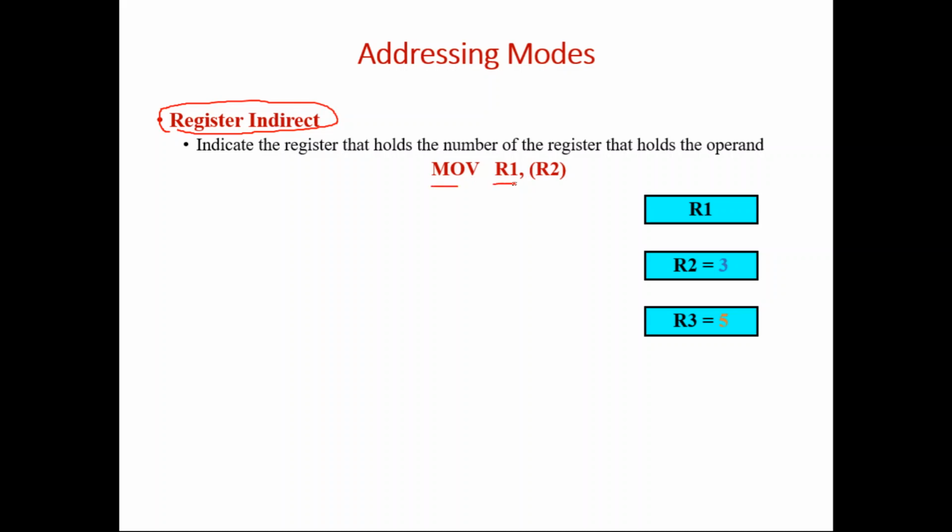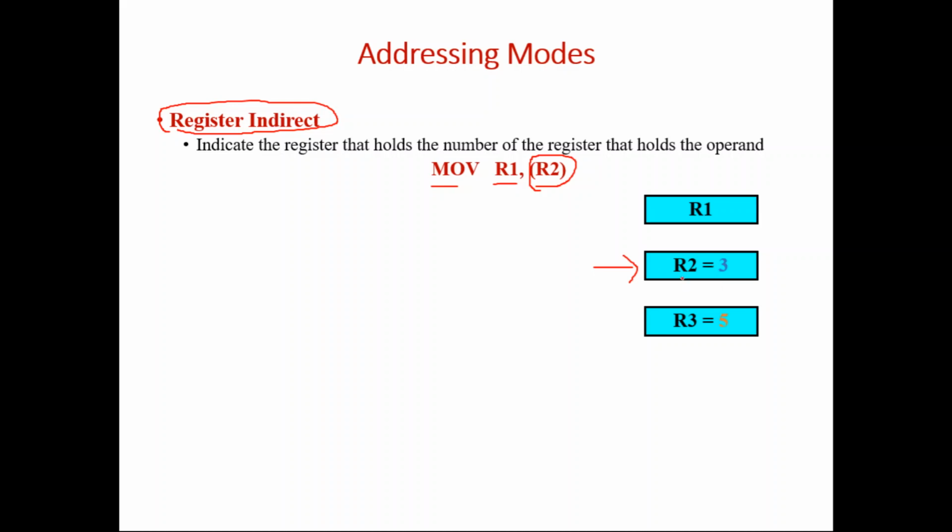Move R1 comma, we are not giving directly R2. Rather, we are placing this R2 within a bracket. So what does it mean? So when you specify R2 within bracket, what does that mean in the sense? In the sense, R2 contains some value, right? Let us assume R2 contains value 3. If R2 contains 3, it means that it is referring to register 3.